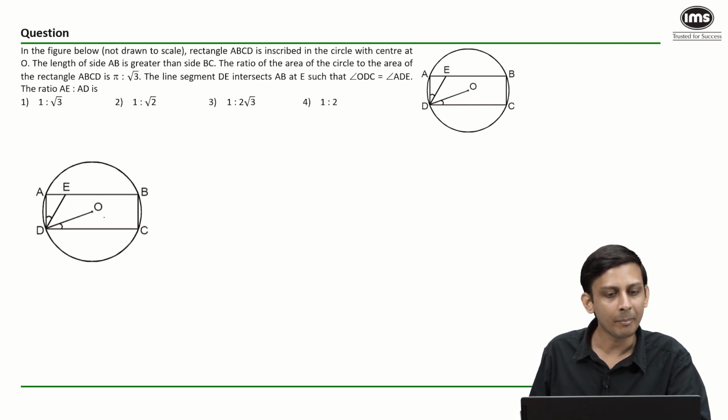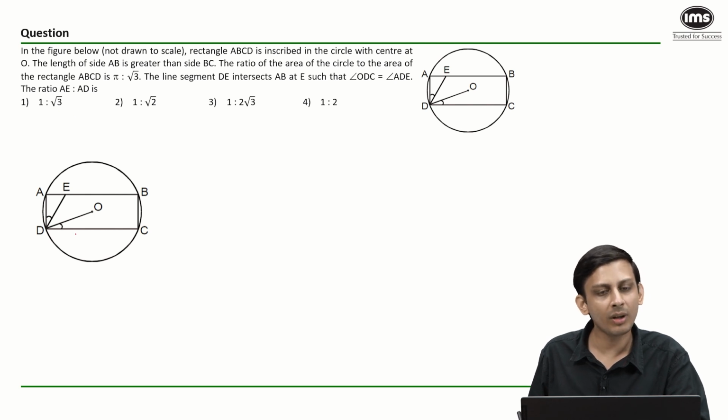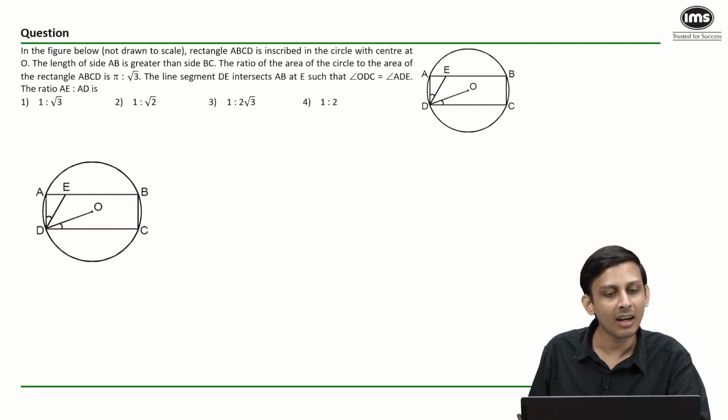So if you look at this diagram, we can see that we have these two angles which are equal, and we know that in a rectangle, the angles of the rectangle are 90 degrees.